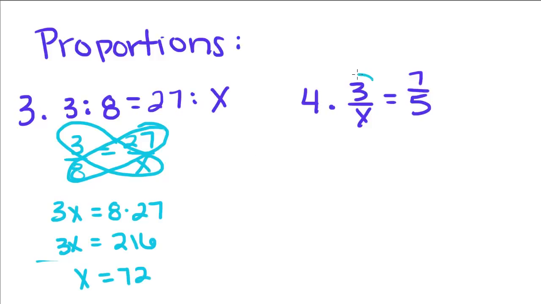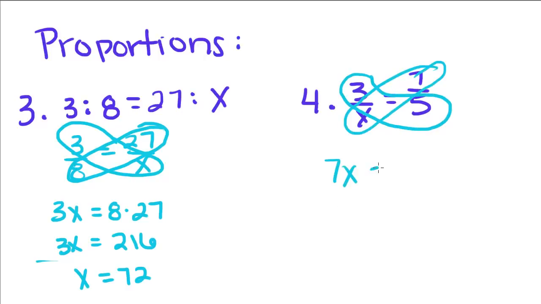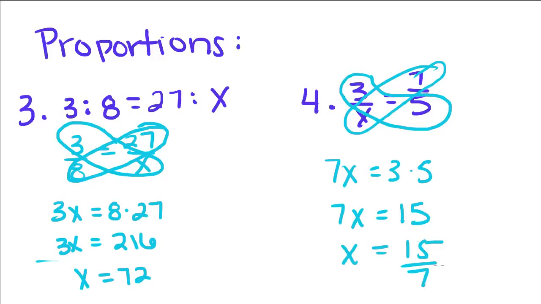So this one is a normal proportion. We're going to cross multiply. 7x is equal to 3 times 5. 7x is equal to 15. Divide both sides by 7, we get x is equal to 15/7.